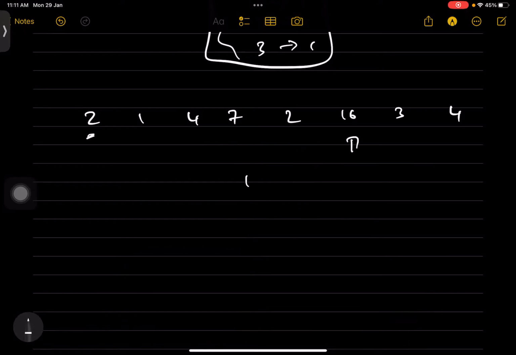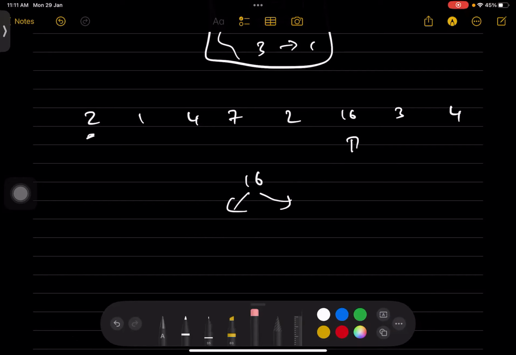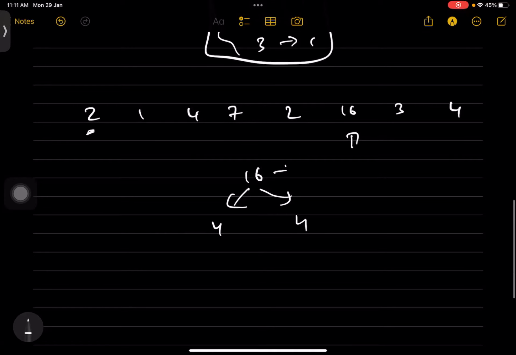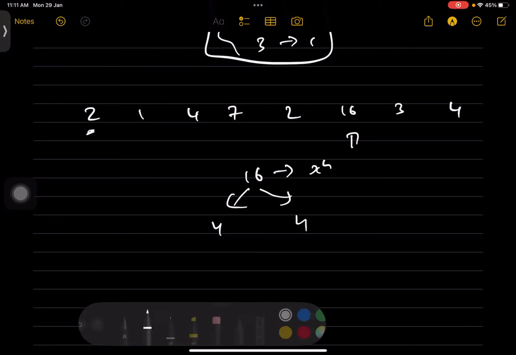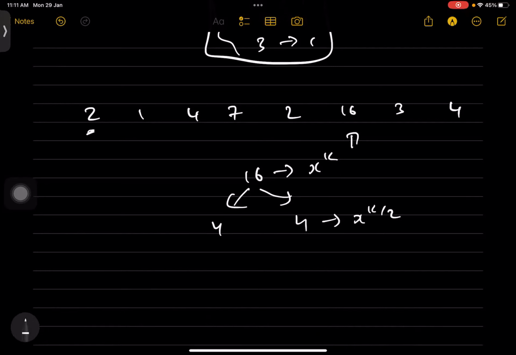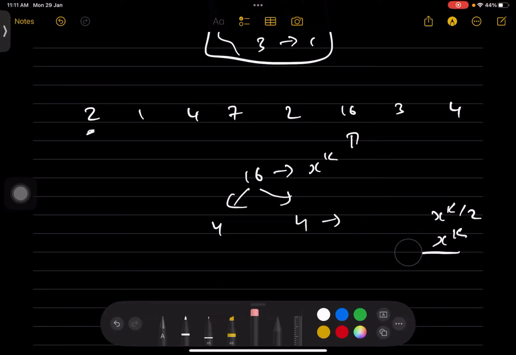Let's see. So if we have 16, we can split 16 into 2 ways. We have, not 8, sorry, we have a 4 and a 4, right? Because 4 and 4 multiplied will give us 16, right? And that's why if 16 is x power k value, 4 will basically be x power k by 2th value, right? Only then, when we do x power k by 2 into x power k by 2, it will give us x power k, right? So that's why we do a square root, okay?